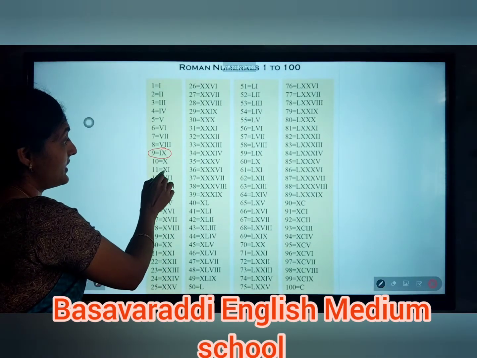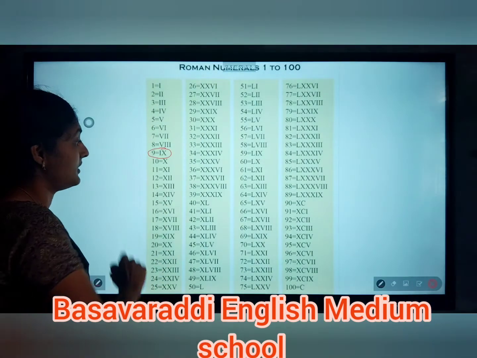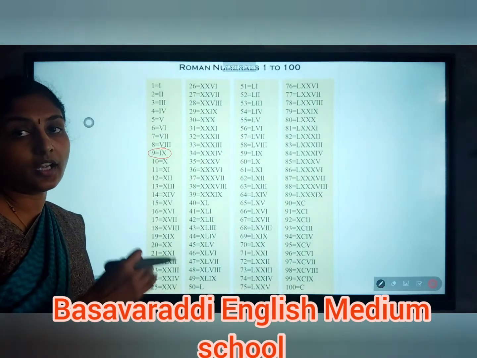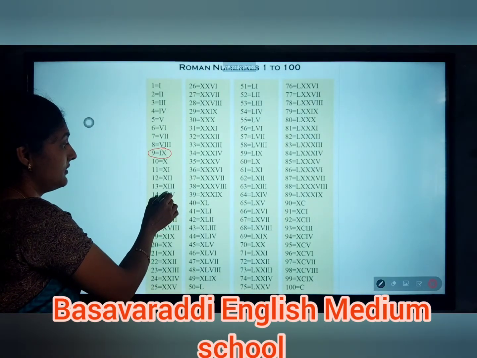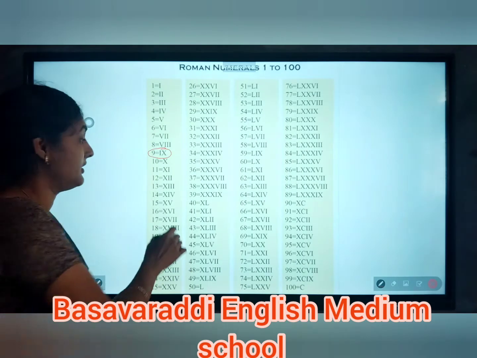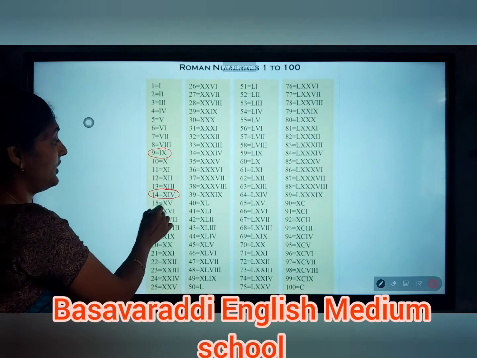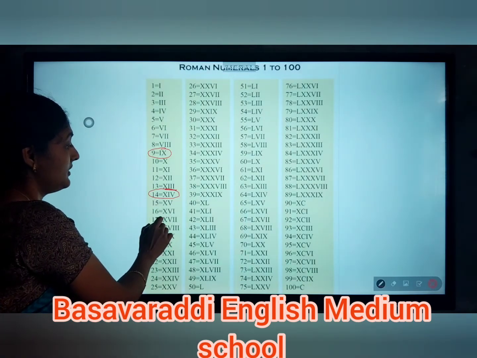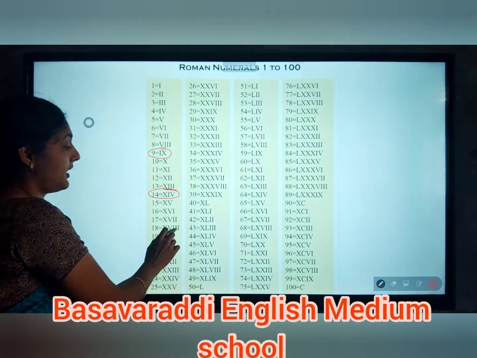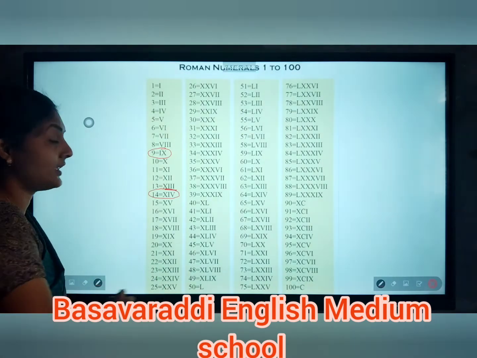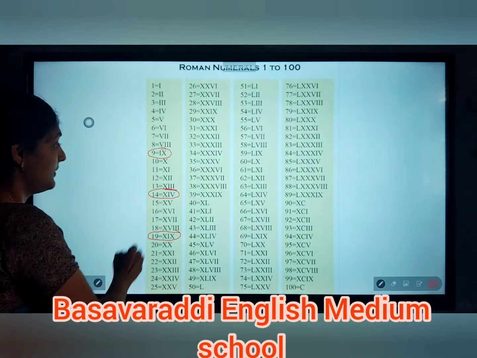The 11 is XI. 12 is XII. 13 is XIII. The I is repeated 3 times. Next, I, V: so X, I, V, that is 14. So this is very important. Next one, the 15 is XV, and XVI is 16. XVII is 17. XVIII shows the 18. So how to write the 19 here? For 19, the X value is 10.